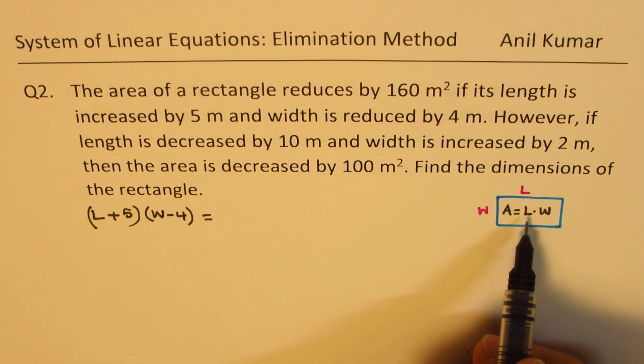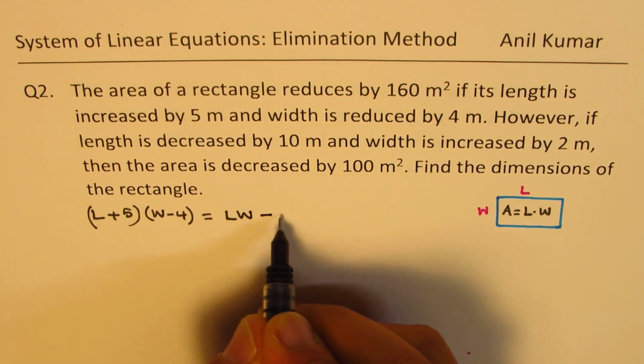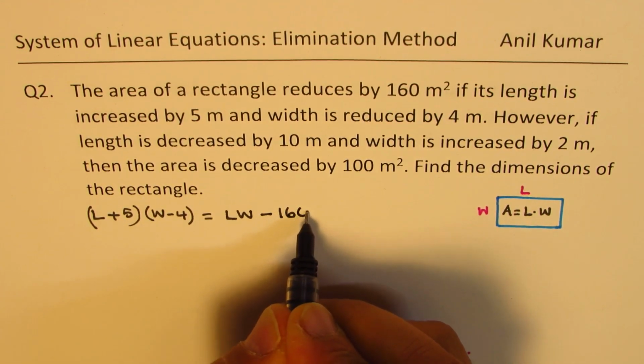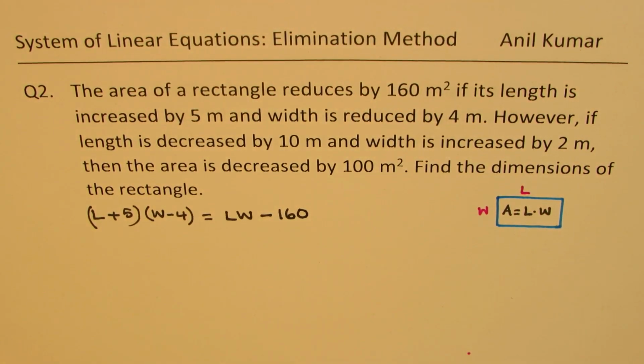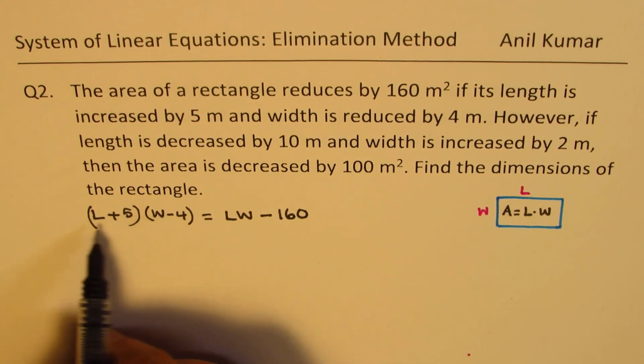So it was earlier length into width, take away 160. Does it make sense? So that becomes the first equation for you, right? You can always rearrange this equation. So we can just multiply and open this.